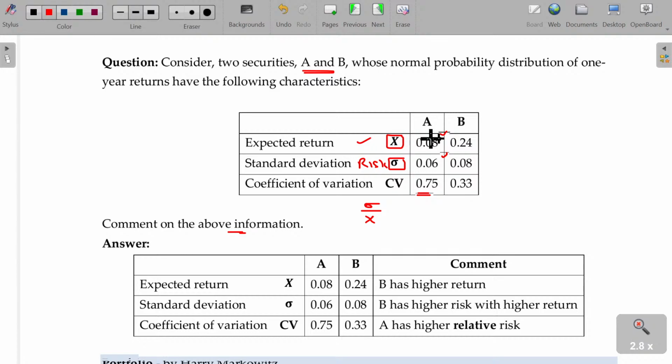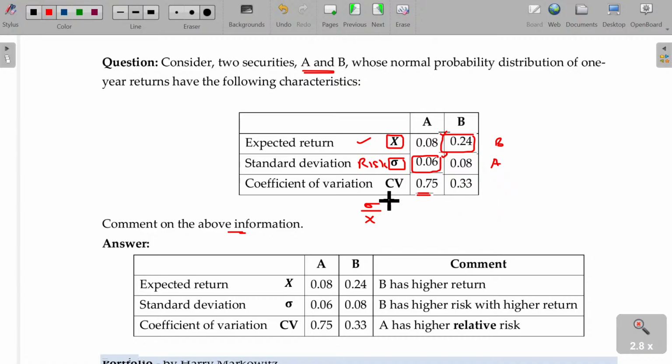Based on the return, B is superior. It gives you more return. What is chosen? The investment that gives you more return will be chosen. So here B is superior to A, so we have to choose B. Standard deviation is talking about risk. You need to be careful with respect to risk. So B is higher risk, A has lesser risk. You have to choose A.